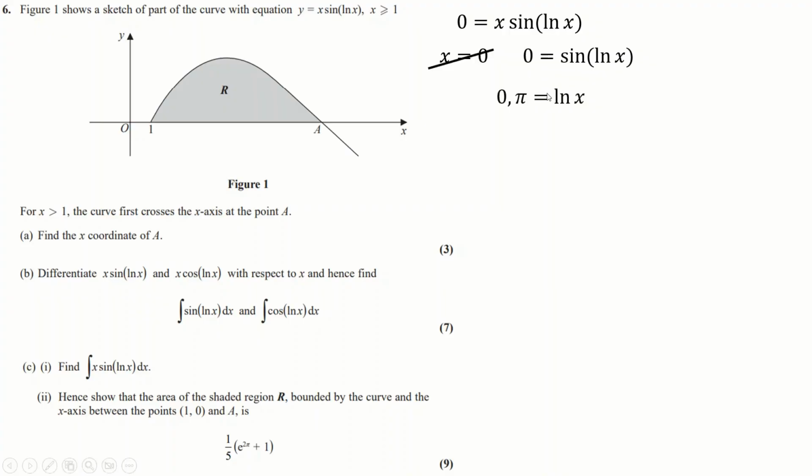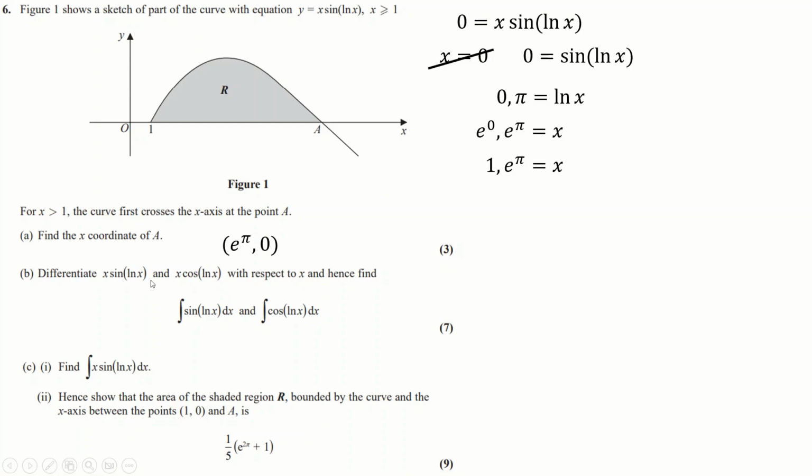Of course, you'll also have 2 pi and so on, but I can tell that if I do e to both sides, I'll get x is e to the 0, or e to the pi, or e to the 2 pi, but I don't care about the next solution after this one. The first one is e to the 0, which is 1. The second one is e to the pi, and we'll have our coordinates of e to the pi, 0. There will be another one over here and another one there, but it doesn't matter.